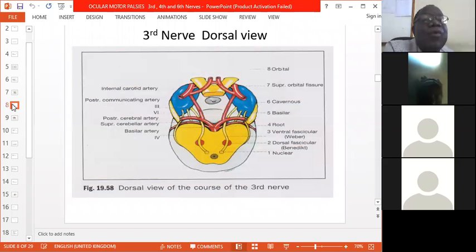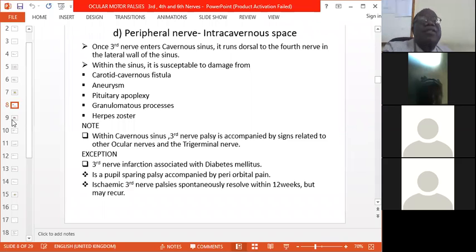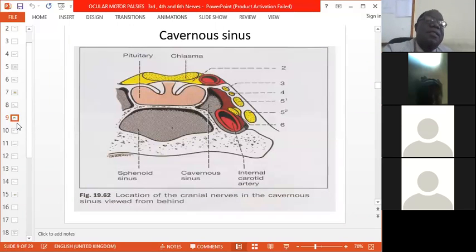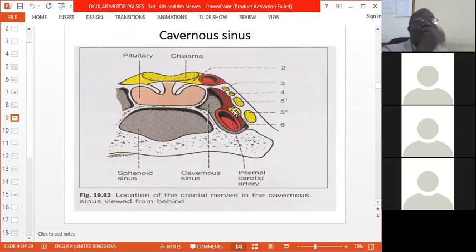To be able to tell you, peripheral nerve injury, these are the possible causes. They're accompanied by signs related to that, except. This is the cavernous sinus. It's in the wall. So on top we have the third, then below there, this is the lateral wall of the cavernous sinus. Top third, then fourth, then V1, V2, and the sixth down. Inside, it's 3, 4, V1, V2, then 6 inside.